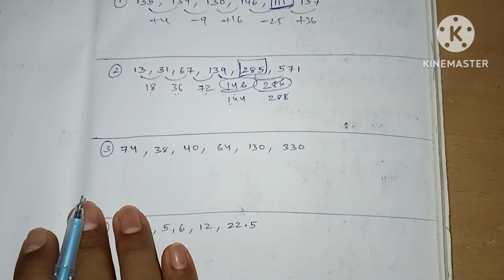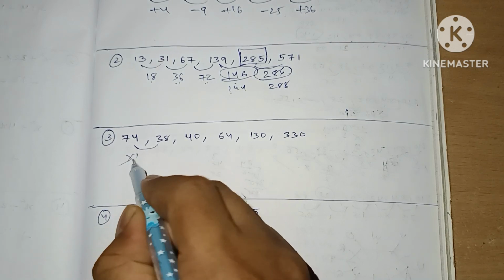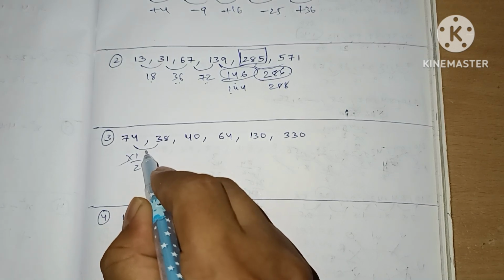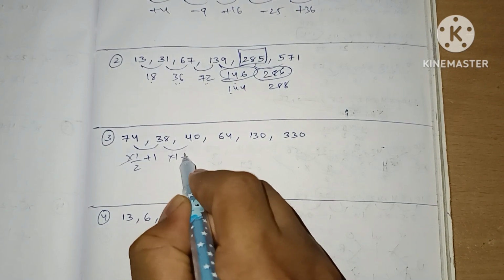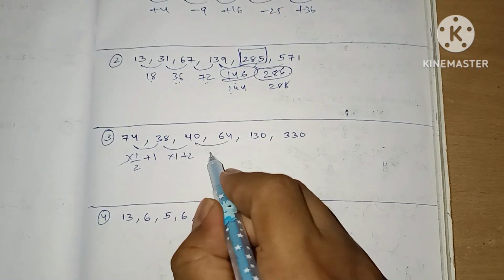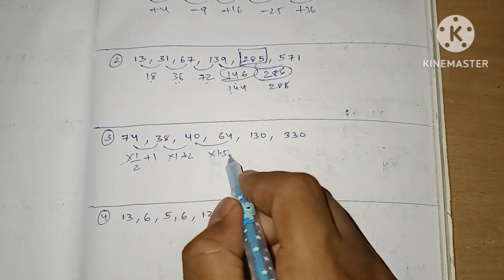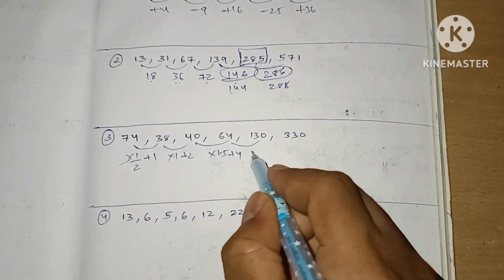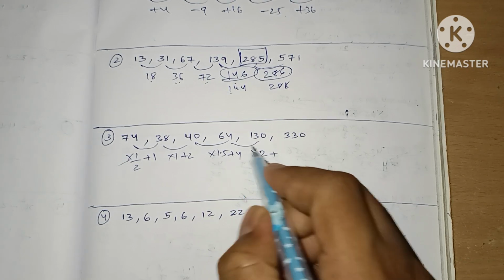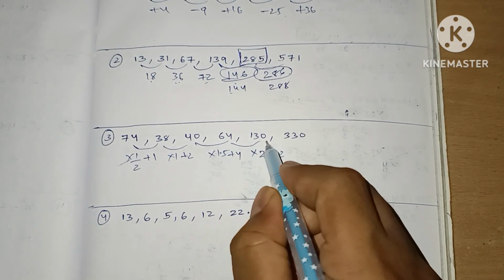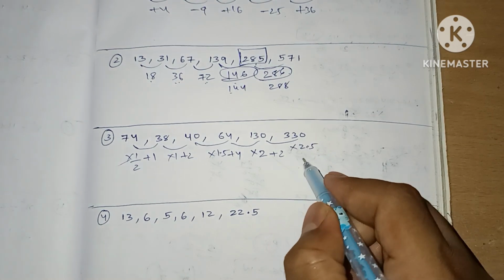Next, third question. Here it is clear that this is into half times will be 37. 37 plus 1. Here it is into 1 plus 2. Here it is 1.5 times will be 60 plus 4. Here it is into 2 will be 128 plus 2. Here it will be into 2.5 times will be 325.